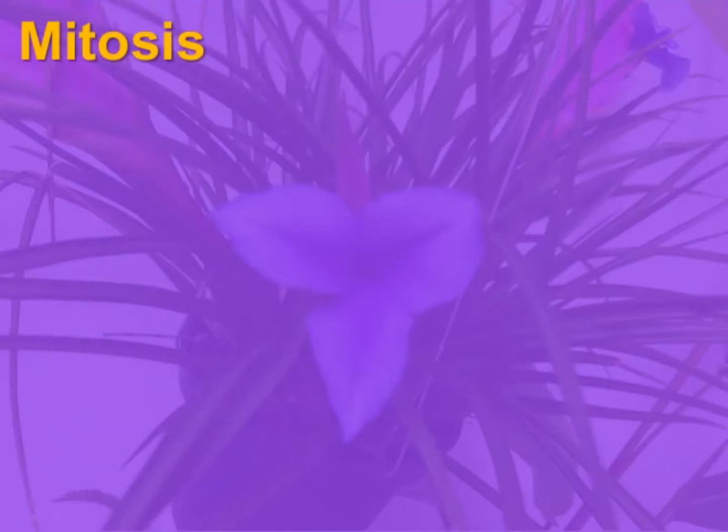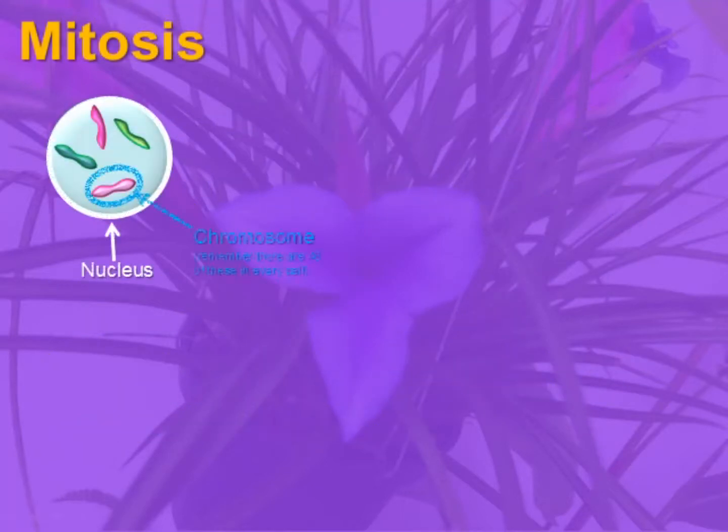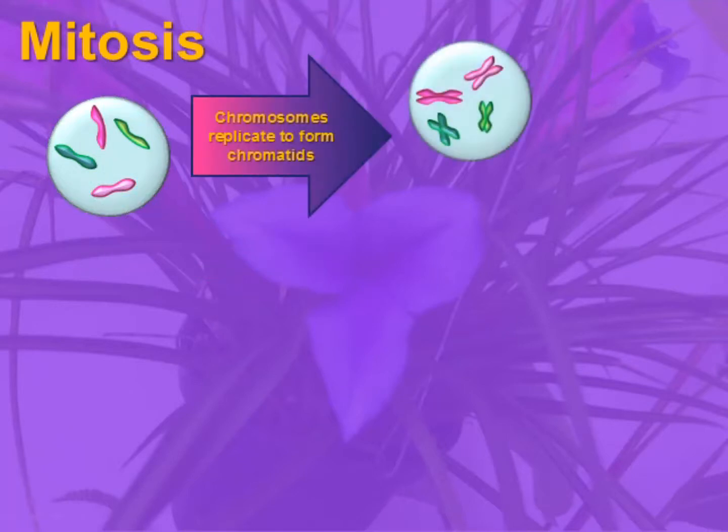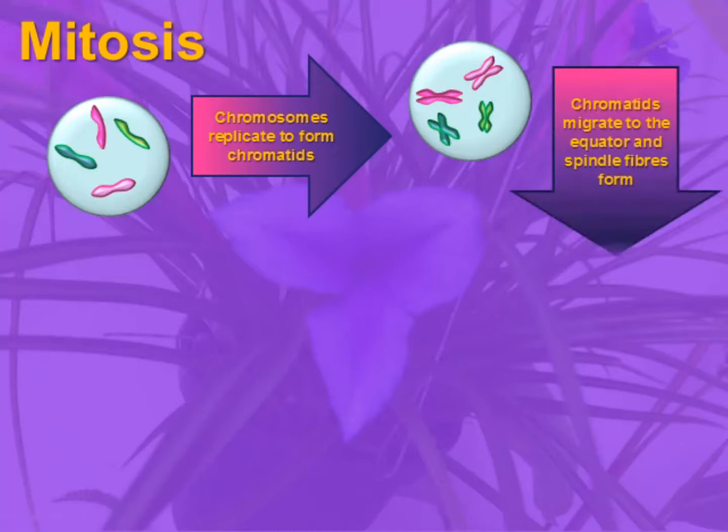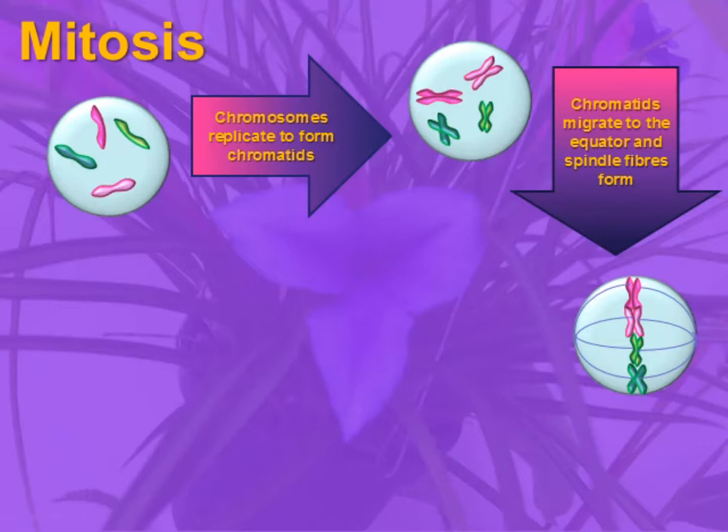So let's take a visual look at mitosis. Here is a cell nucleus with some chromosomes. Remember, there are 46 of these, so we've just shown a few, and those chromosomes will replicate to form chromatids, and those are little X-shaped pairs of identical chromosomes. And these chromatids will migrate to the equator of the cell, and spindle fibers will form.